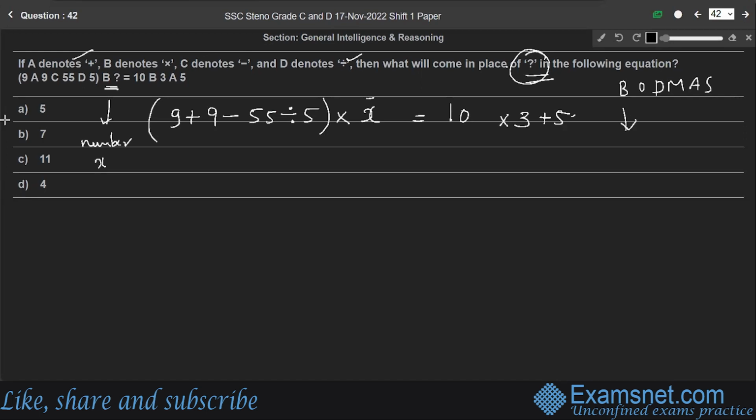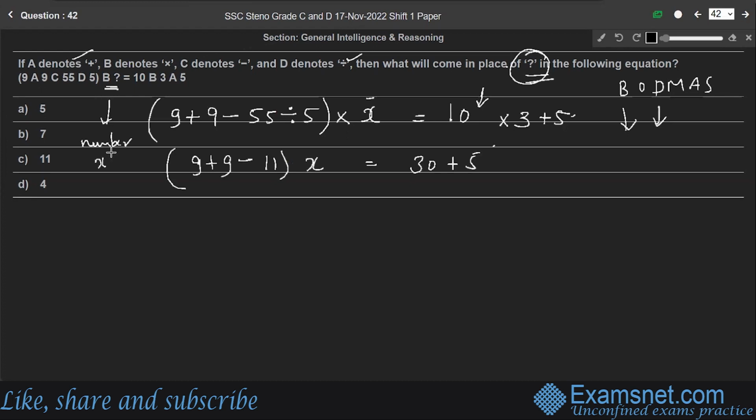Inside the bracket, we have three operations: 9 plus 9 minus 55 divided by 5, right? So division comes first, before addition and subtraction. So inside the bracket, we have 9 plus 9 minus 55 by 5, which is 11, into x is equal to... So in the RHS part, we have multiplication and addition. So go for multiplication first, right, according to BODMAS rule.